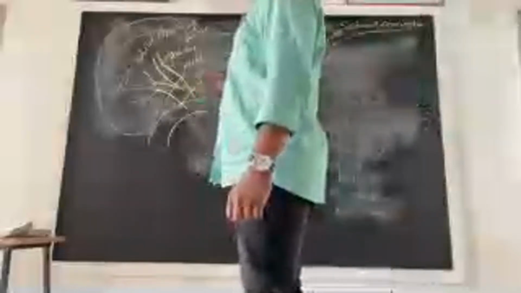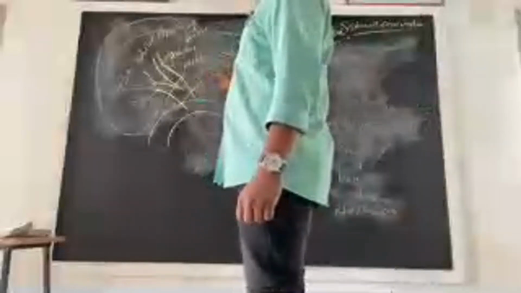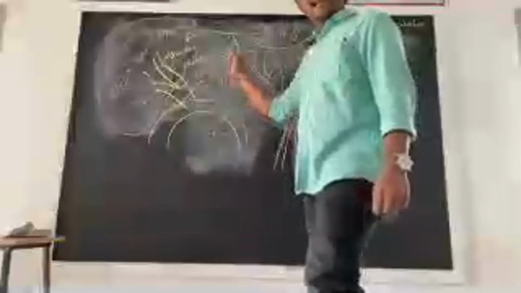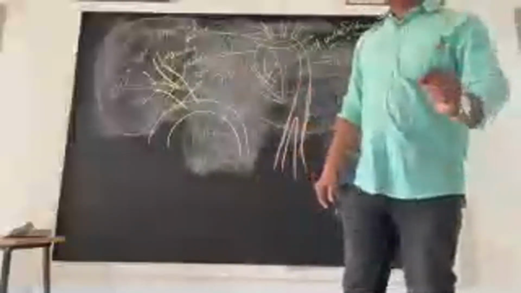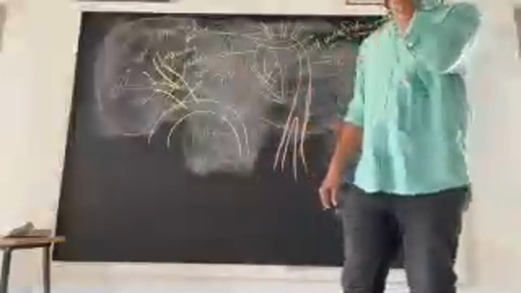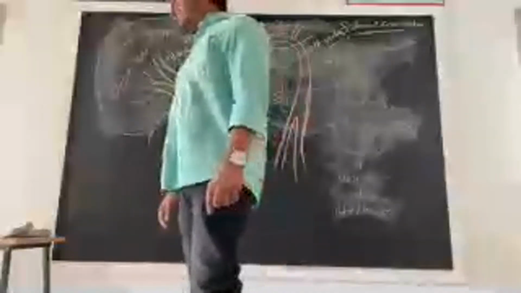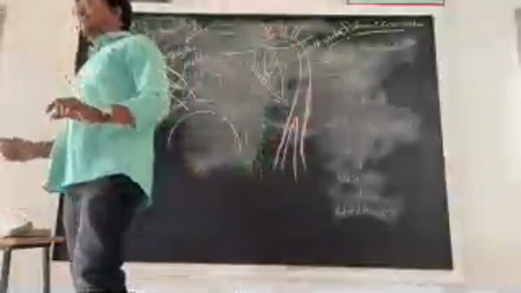So this is the brachiocephalic artery. Now what is this brachiocephalic artery? It is the first artery arising from the arch of aorta. And this particular arch of aorta is divided into these two parts.